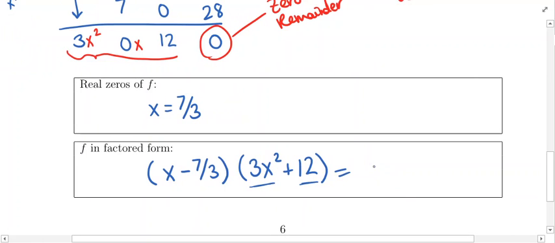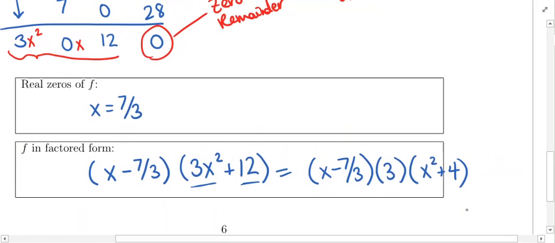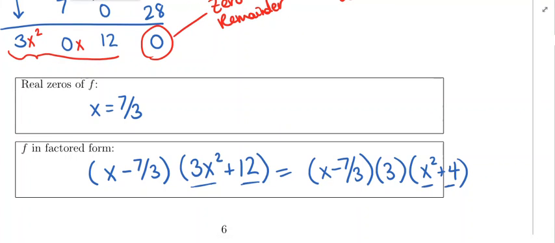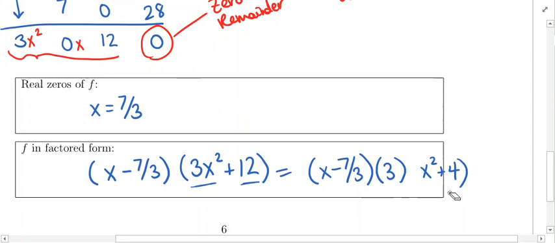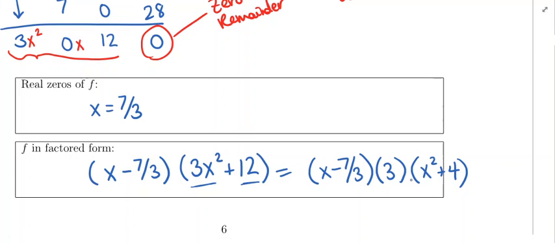Okay, so I'm going to leave the x minus 7/3 alone, but I'm going to factor out a 3 from the second factor. If I take out a 3, I'm going to be left with x squared plus 4. Okay, and now there's nothing common to these two pieces. All right, so let's see where we are. Let's kind of regroup. We can't factor x minus 7/3 anymore.